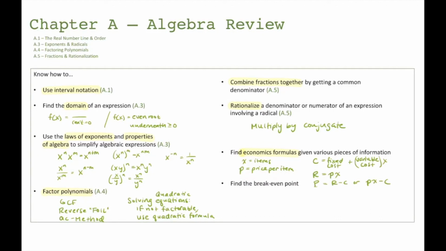Then you should also be able to find the break-even point. This is where the profit is equal to 0. So once you build your profit equation, you would set that equal to 0 and solve for x, or where your revenue equals cost. Whatever makes sense to you, you can use both of these and you'll get the same value for x.